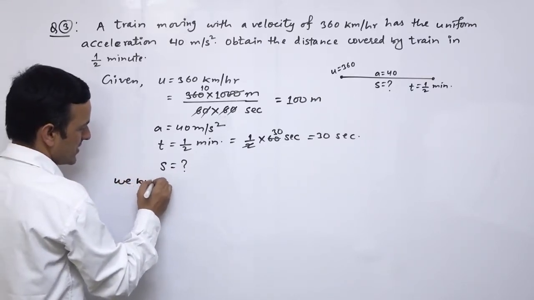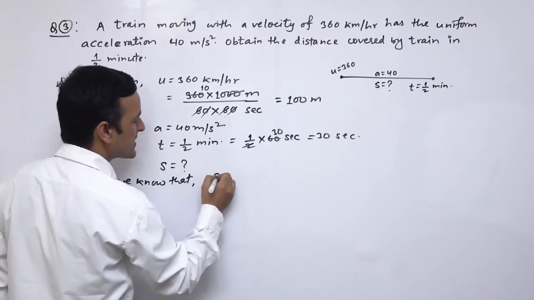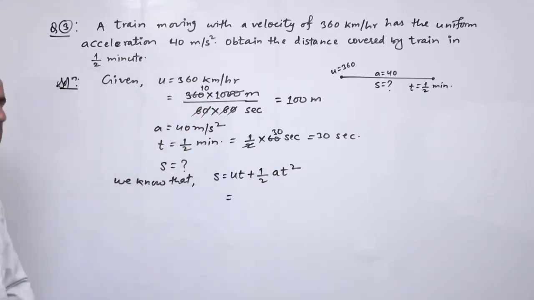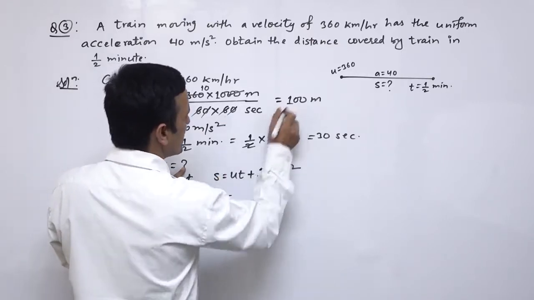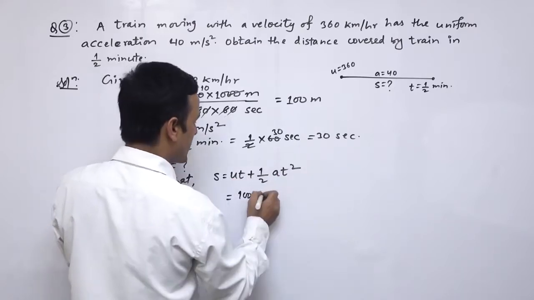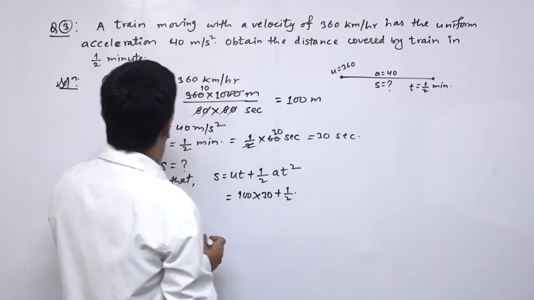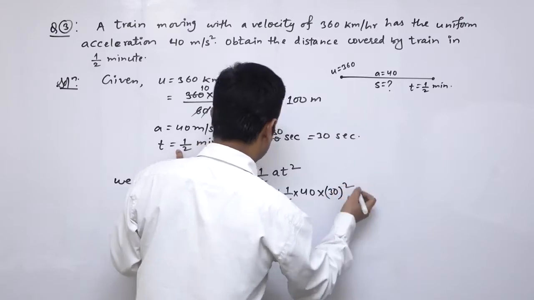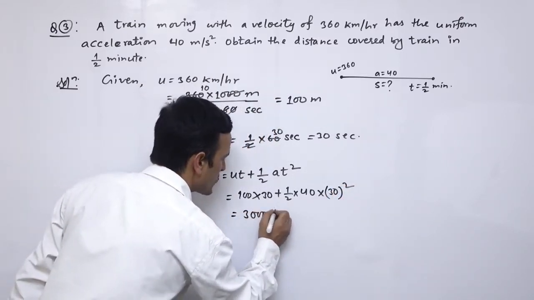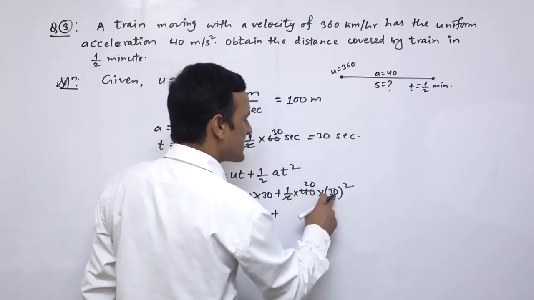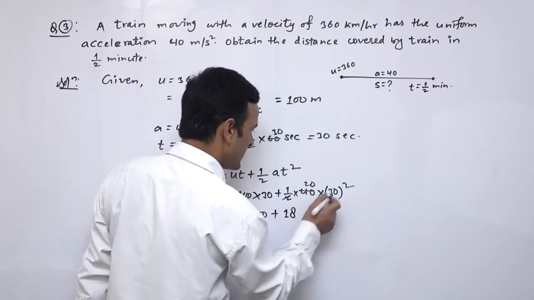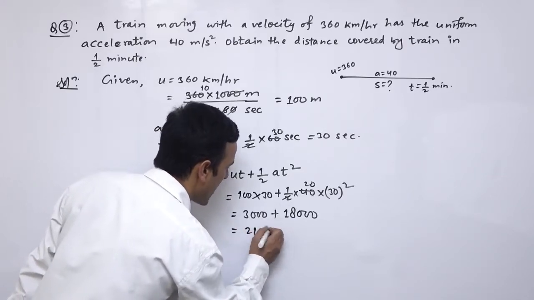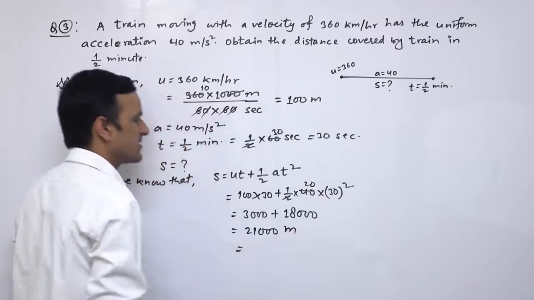We know that our main formula to find the distance covered by the body is ut plus half at square. This is the equation of motion. So write down: u is 100, time is 30, plus 1/2, acceleration is 40, and time square is 30 square. If you cancel, 900 into 20 is 18,000, and 100 into 30 is 3,000. So that means 18,000 and 3,000, 21,000 meter. And this is the distance in meter.